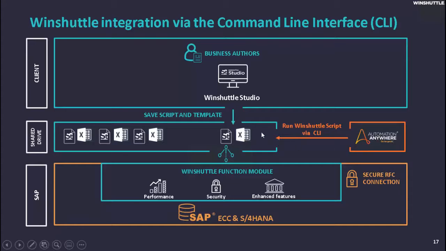Automation Anywhere would detect it and run it, leveraging that Winshuttle script to securely interact with SAP and put the results inside the Excel file. Then Automation Anywhere can extract the results and route the work accordingly.